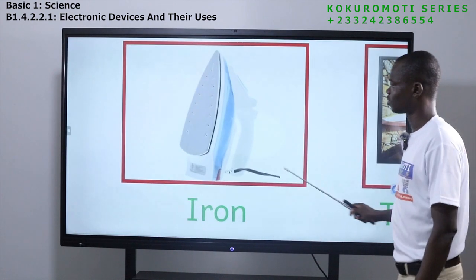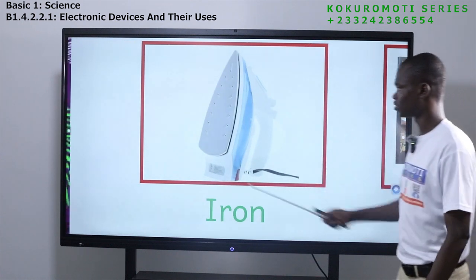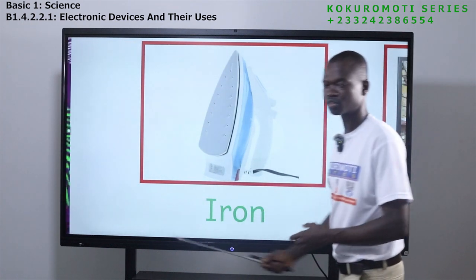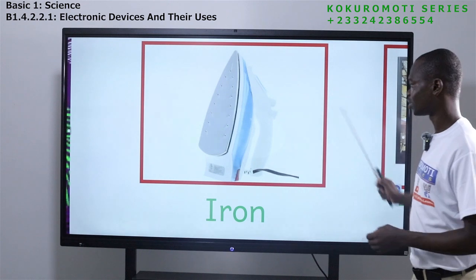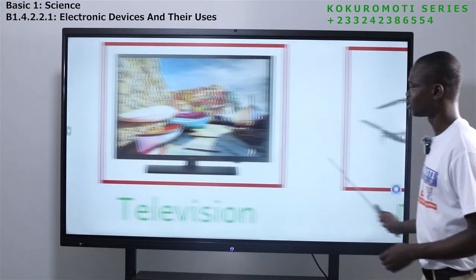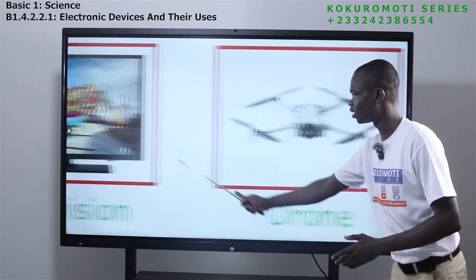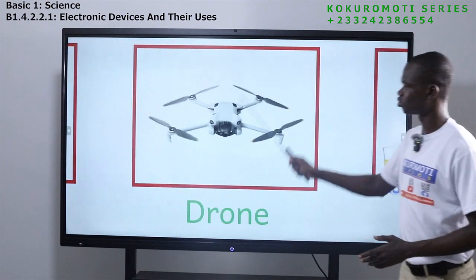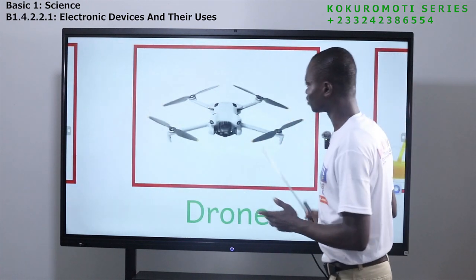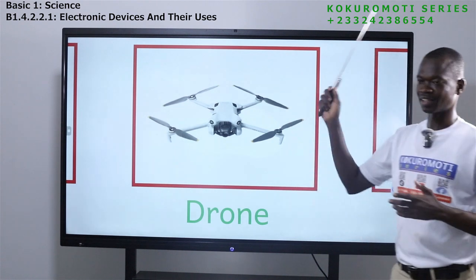Look at this. What is this? Iron. We use it in the house to iron our dress, and it uses electricity. You see this one? This is a television. It also uses electricity.